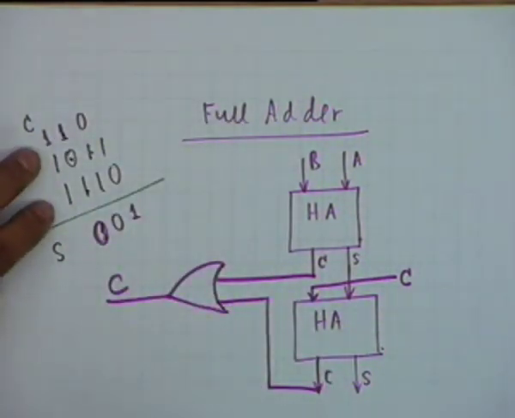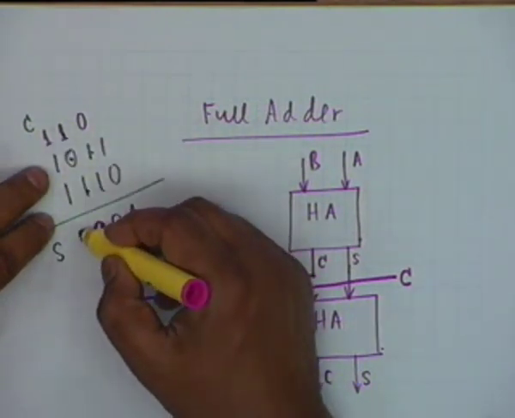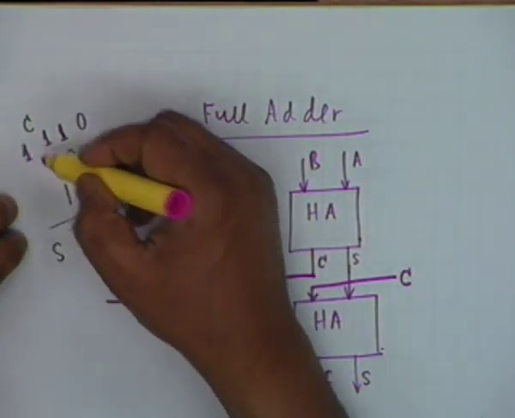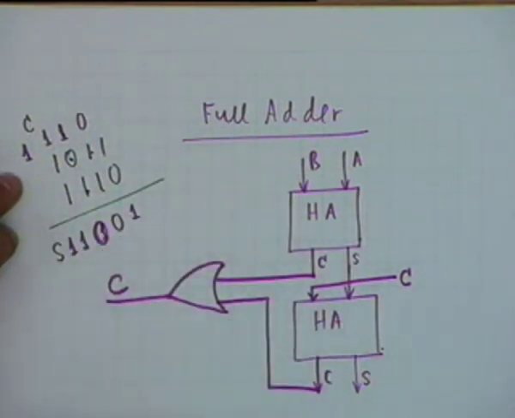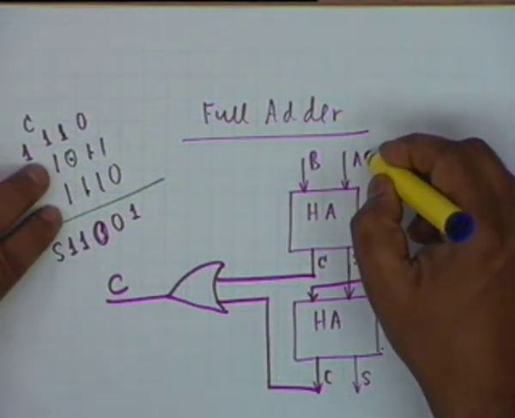Now we have the general situation in which the two bits are 1 1 and the carry is also 1. What would be the result here? This is 1 0 1 1. So 1 and another carry 1. So this would be 1. Agreed? Now let's represent this here.